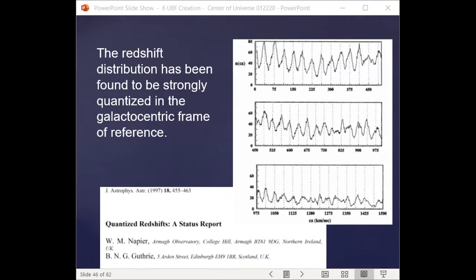In 1997, another independent study of 250 galaxy redshifts by Napier and Guthrie confirmed Tifft's observations, confirming the periodicity of 30.75 kilometers per second observed in the differential redshifts of 97 bright spiral galaxies scattered around. In their paper, they stated that the redshift distribution is strongly quantized in the galactocentric frame of reference. Actually, they said exactly the same thing as Humphreys. By galactocentric frame of reference, they mean a frame at rest with respect to the center of our galaxy.